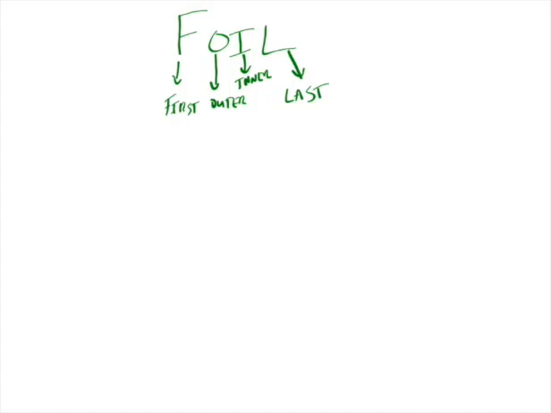So once you guys have this down, first, outer, inner, and last, I'm going to show you a couple examples so you can get an idea of what I mean. Let's look at this first one here. We'll take x minus 5, and then we'll put another parentheses right next to it, and we have x plus 7. So we're multiplying x minus 5 times x plus 7. How do we do this exactly? We're going to use the FOIL method to solve this.